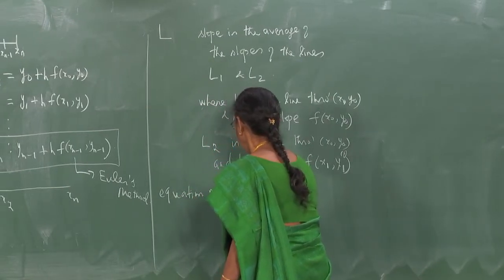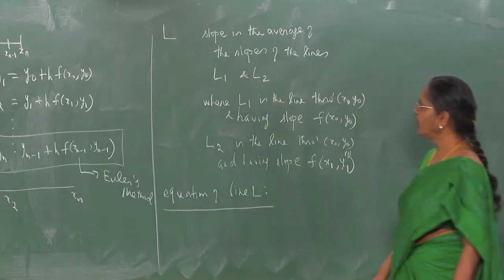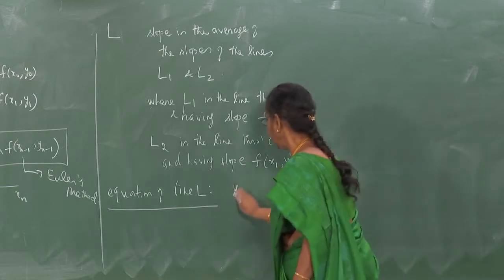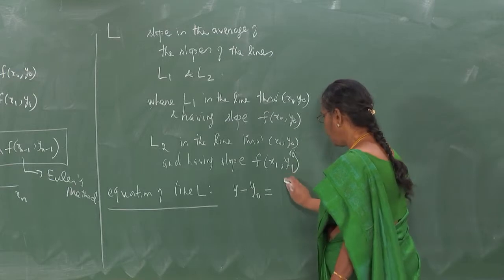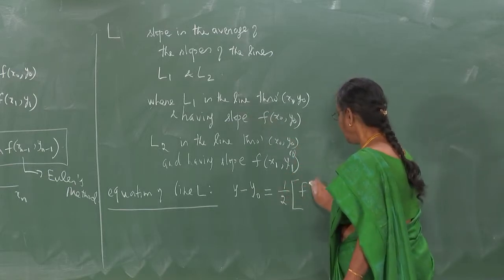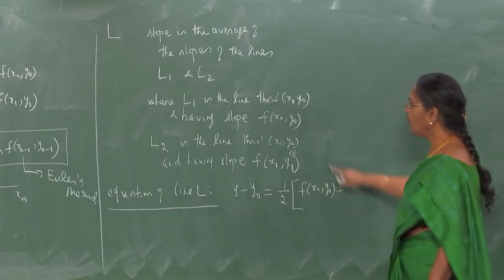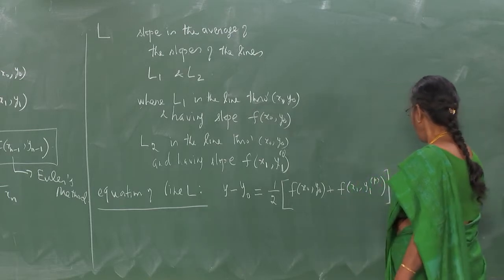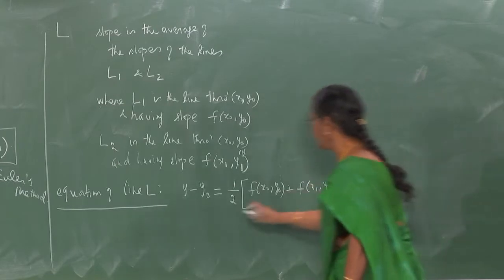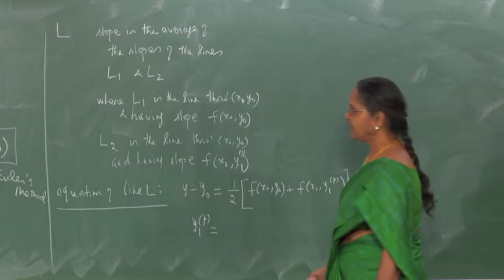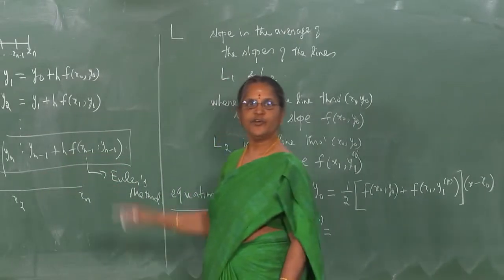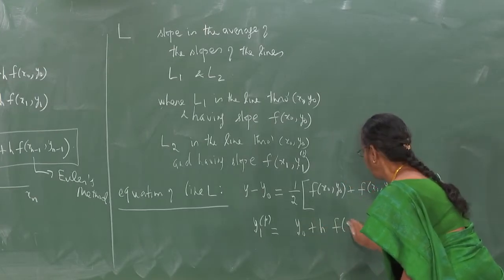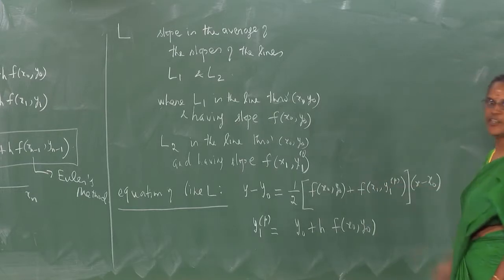So, let us now write down the equation of the line L. What is the equation of line L? This line passes through x0, y0 and has its slope to be the average of the slopes of these two lines. So, the equation is y minus y0 is equal to half of, slope of L1 which is f of x0, y0, plus slope of L2 which is f of x1 comma y1 predicted, multiplied by x minus x0. What is this y1 predicted? Do you know that? Y1 predicted is nothing but, you go back to Euler's method. You predicted that y1 using Euler's method. What is that? It is y0 plus h into f of x0, y0. So, this is the equation of the line.